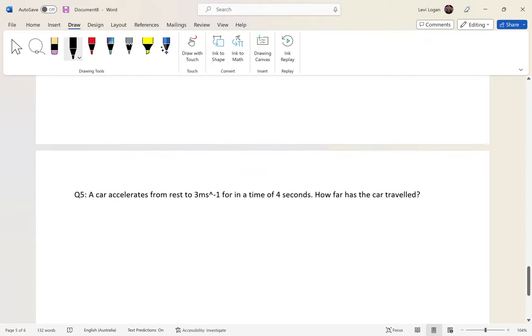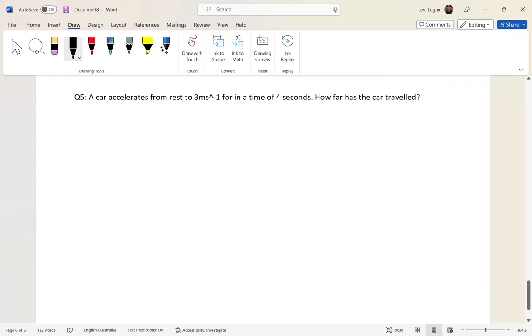Alright, fifth and last question. A car accelerates from rest to 3 meters per second in a time of 4 seconds. How far has the car traveled? So I've probably messed up my English a bit there when writing the question, because that could get a bit confusing. So if you want to have a go at this question, feel free to pause the video and have a go.